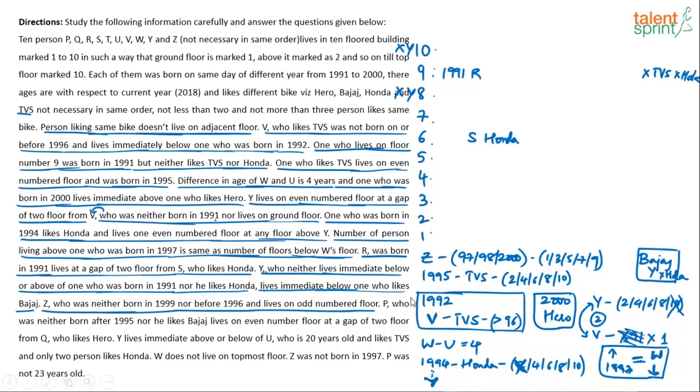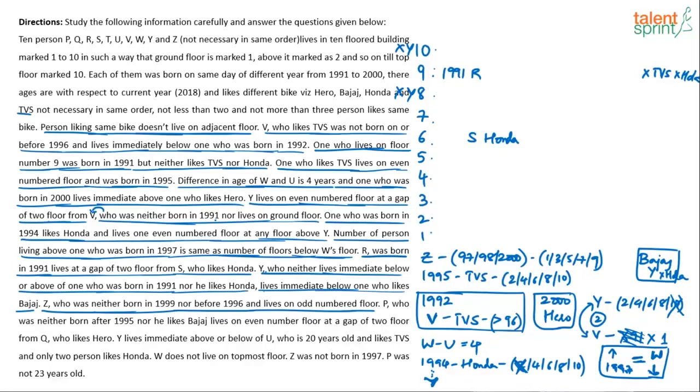I am already out of space because I have to try other things here, and there are a few more clues available. P, who was neither born after 95 nor likes Bajaj, lives on an even number floor at a gap of 2 floors from Q, who likes Hero. Then, Y lives immediately above or below U, who is 20 years old and likes TVS.